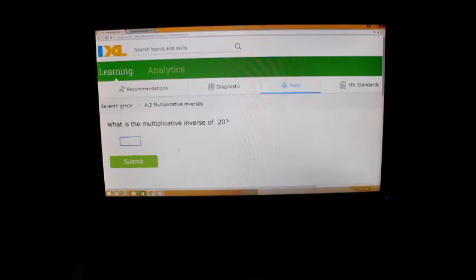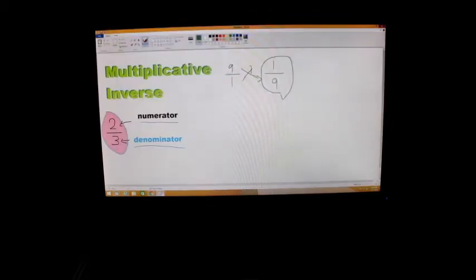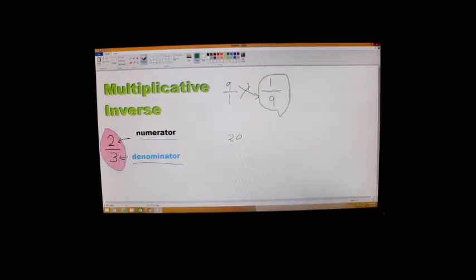What is the multiplicative inverse of 20? The question is asking us what the multiplicative inverse of 20 is. This question is similar to the other one, so we do the same step. We change it to a fraction by putting 1 under it, and then switch the position. Therefore, 1 is on the top and 20 on the bottom, and that's the answer.